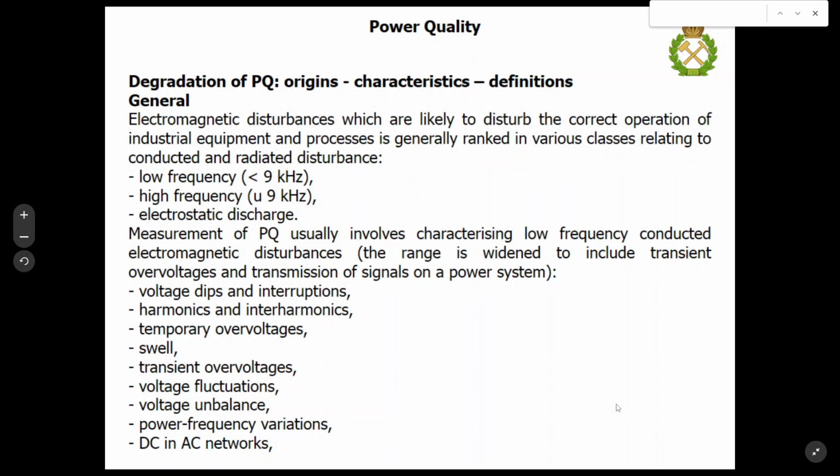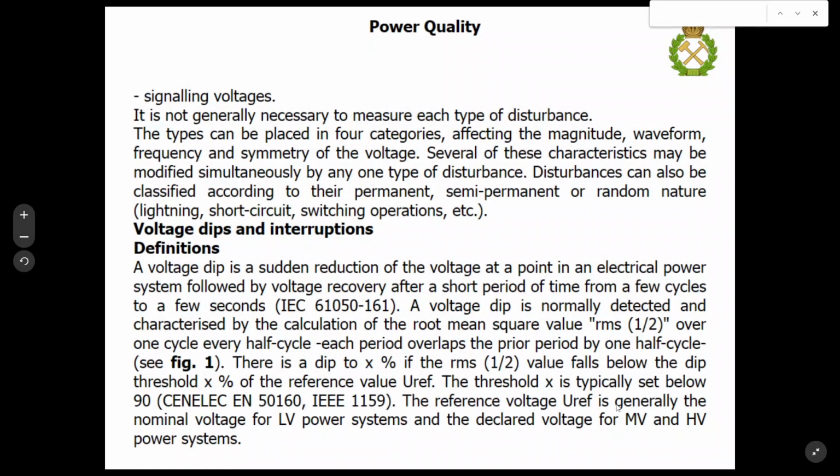Also, degradation of power quality level, origins, characteristics, definitions, and so on. Here you may see the main reasons of such poor power quality level. You may see that such events are connected with voltage dips, harmonics, temporary voltages, transient over voltages, voltage fluctuations, power frequency variations, and so on.